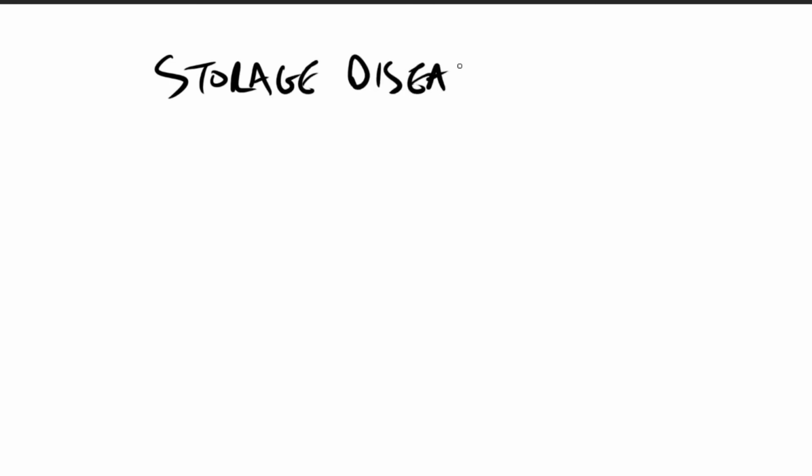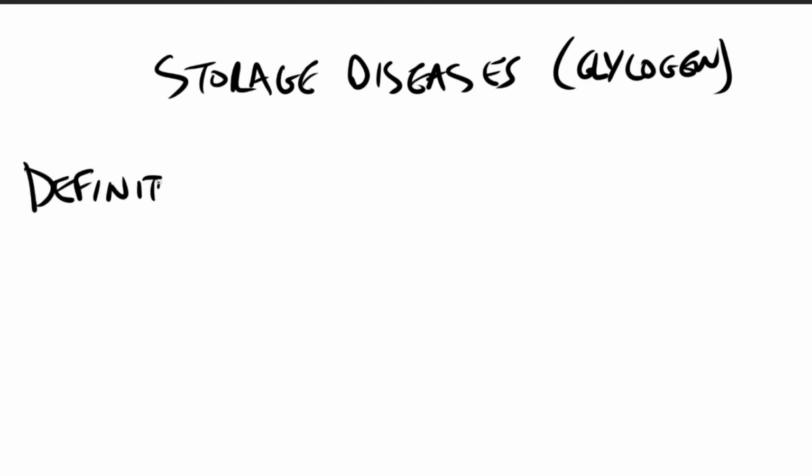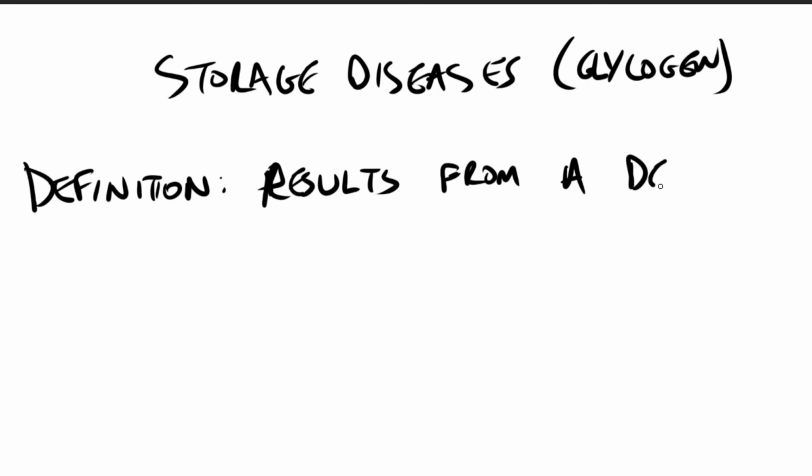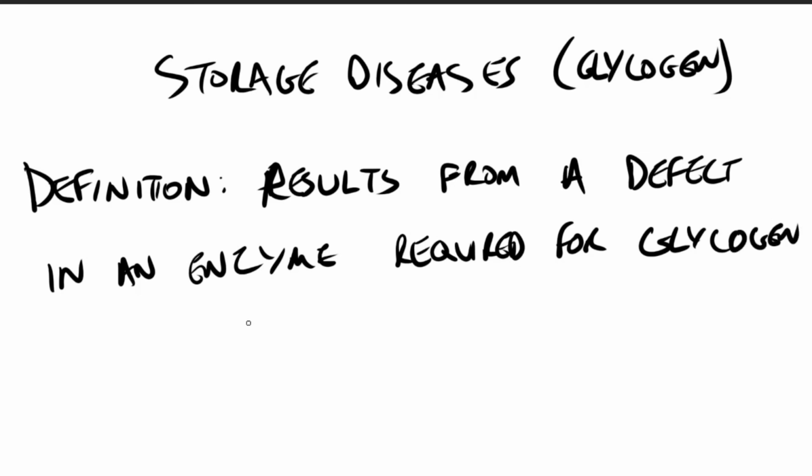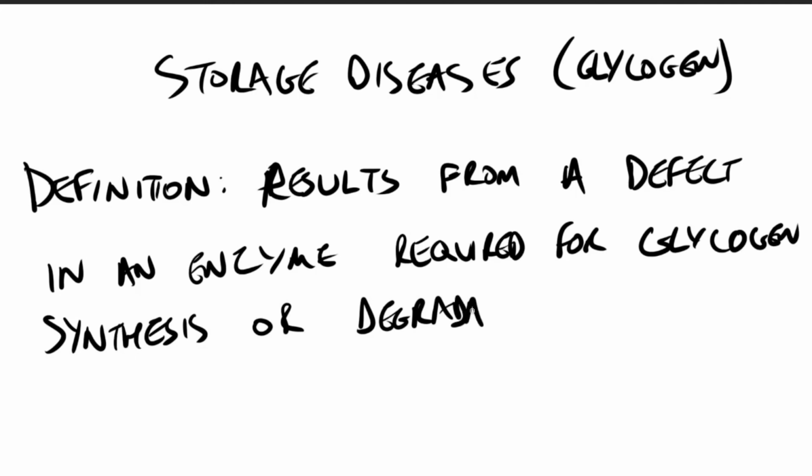Alright, now storage diseases, glycogen storage diseases. These are a group of genetic diseases that result from a defect in an enzyme required for glycogen synthesis or degradation. Now, they result either in the formation of glycogen that has an abnormal structure or in the accumulation of excessive amounts in specific tissues as a result of impaired degradation. So a particular enzyme may be defective in a single tissue. If it's in the liver, it can give you hypoglycemia, or a muscle, which can produce muscle weakness.